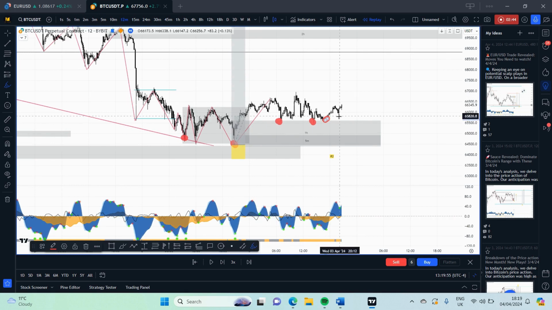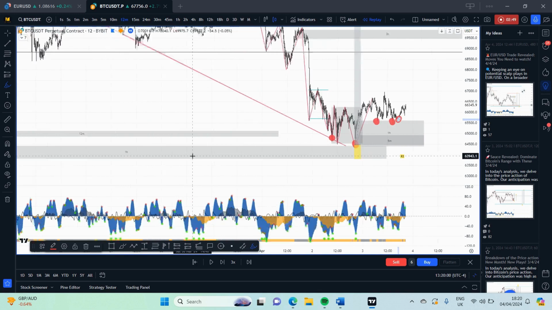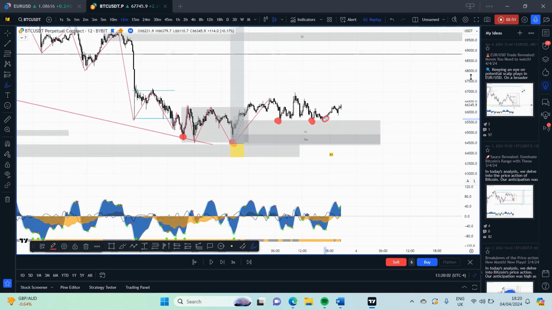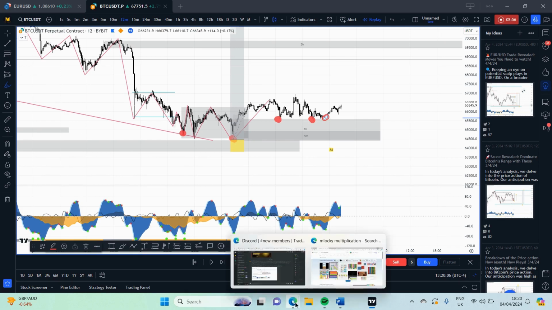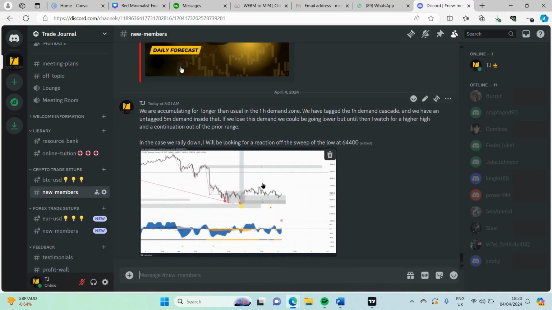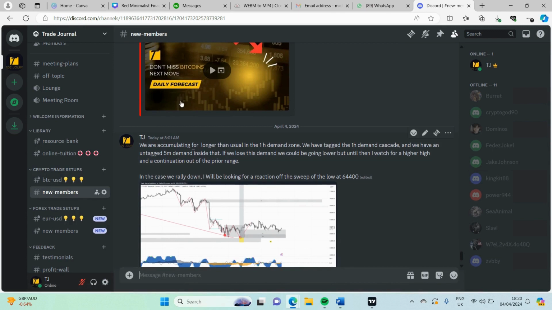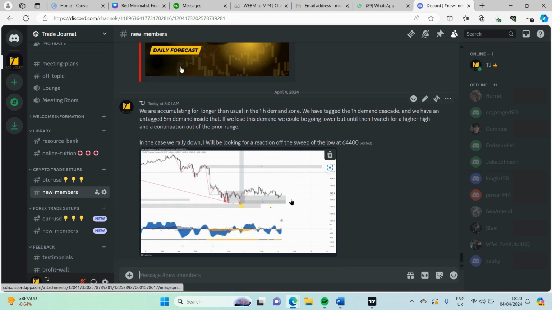Now, this wasn't what I was expecting, I'll be honest. After the reaction of this 1 hour demand zone, I was expecting nice follow through. I was expecting a very aggressive move up. And that's why in the Discord this morning, where we've got our private chat, I did say we're accumulating for longer than usual in this 1 hour zone. We have sort of tagged that 1 hour demand cascade, but there is a 5-minute untagged demand underneath. If we lose that demand, then of course we can rotate to the range low. But we're watching that zone.